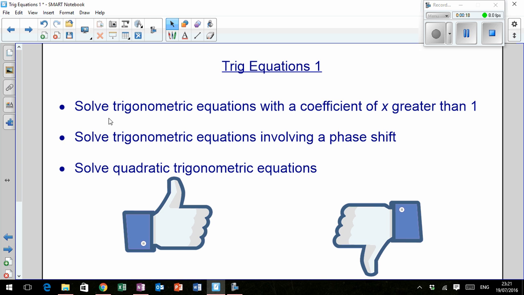What we're going to look at here is solving trig equations where the coefficient of x is greater than 1. So instead of sin x and cos x, finding sin 2x and cos 2x equal to something. Solve trigonometric equations with a phase shift, so if we've got sine of x plus 30, and then solving simple quadratic trig equations as well. We're going to have a look at a couple of them, and we'll do much more practice in class.